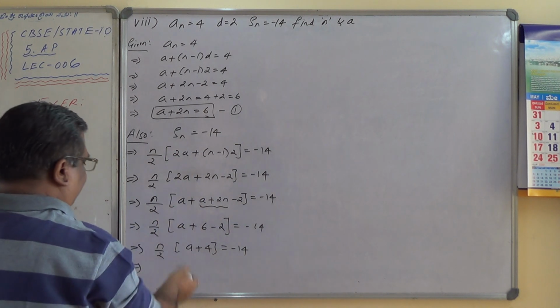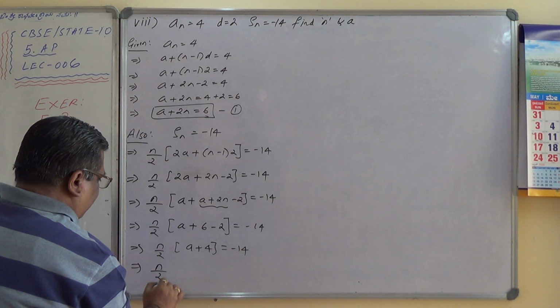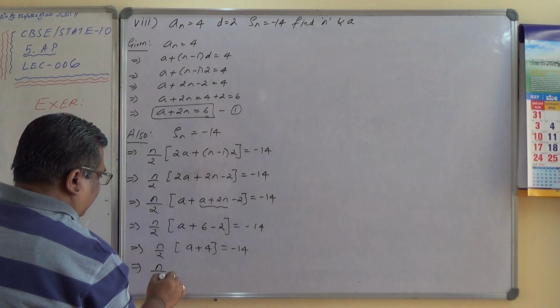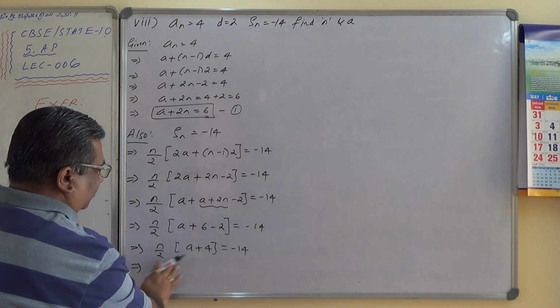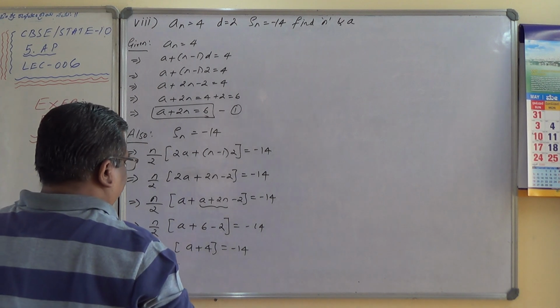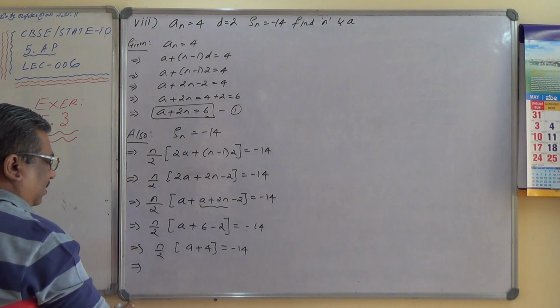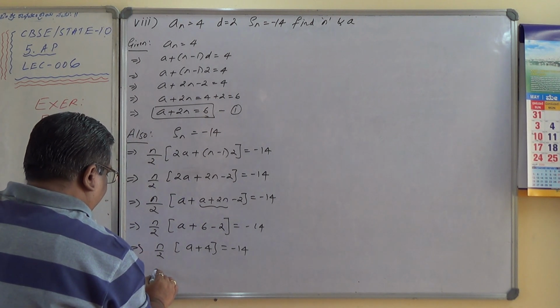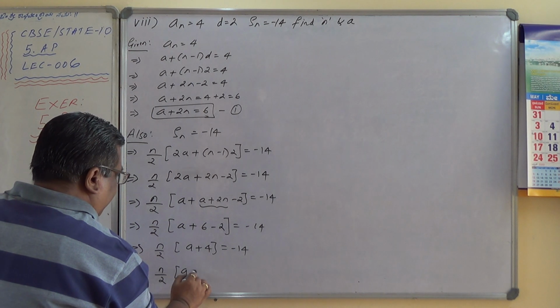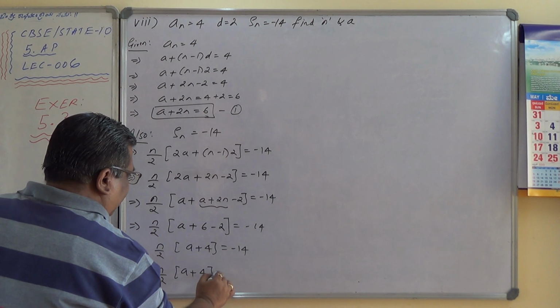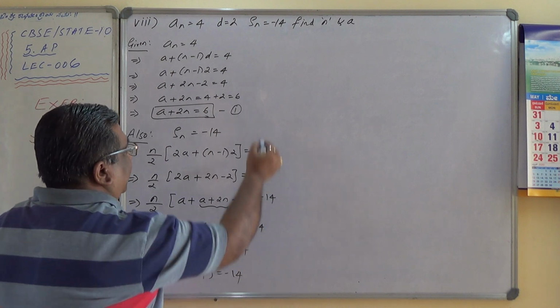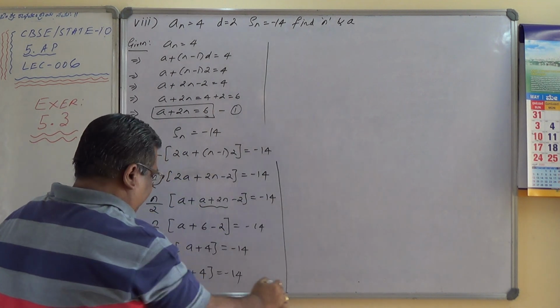Okay, let's see. N by 2, a plus 4. Just a moment. Let's see, a plus 4. N by 2 into a plus 4 equals minus 14. Let me try to solve this one. Let's see what happens.